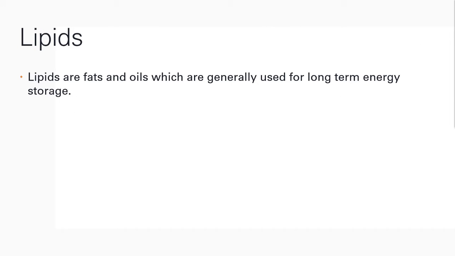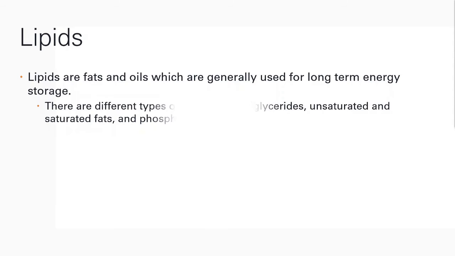Lipids. Lipids are fats and oils which are generally used for long-term energy storage. There are different types of fats such as triglycerides, unsaturated and saturated fats, and phospholipids.